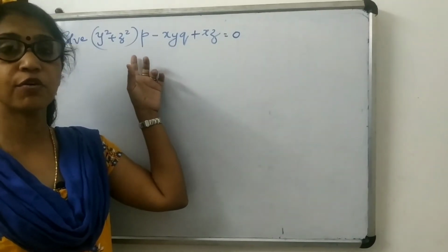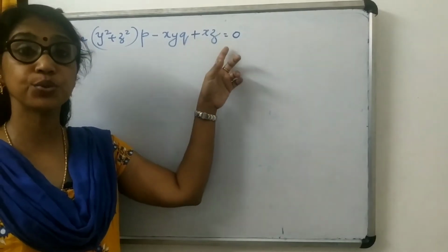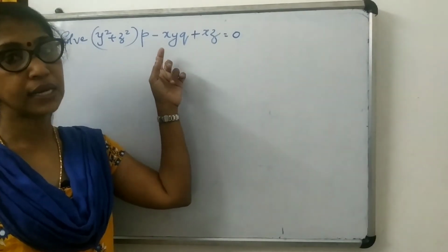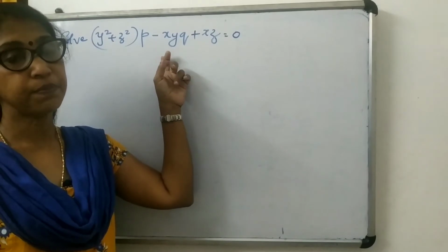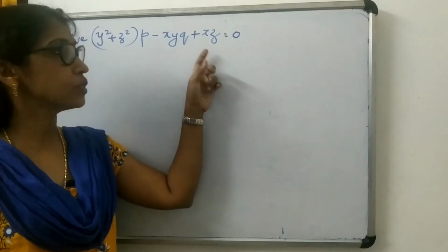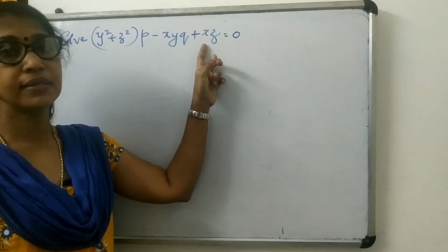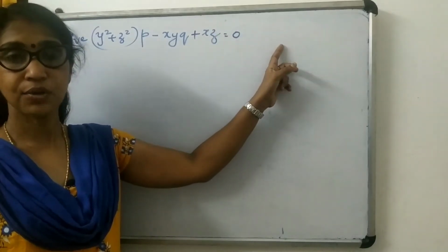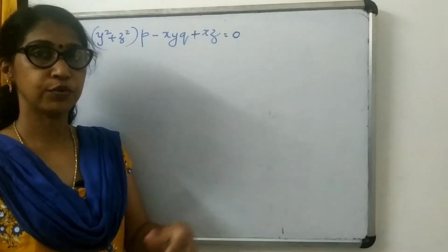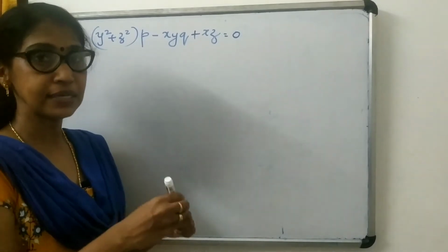This is not in the form Pp + Qq = R. So we have to rewrite this equation as Pp + Qq = R. So this is R. We have to take this R to the RHS. Then only we get the standard form. Okay. First we have to write in the standard form.